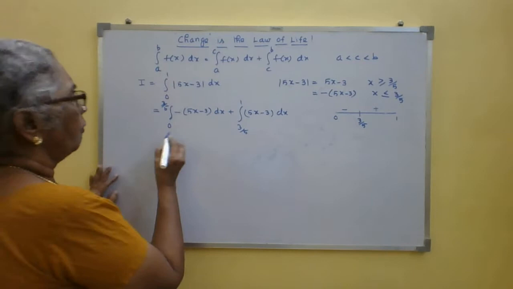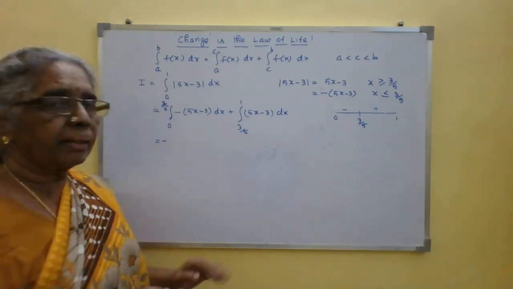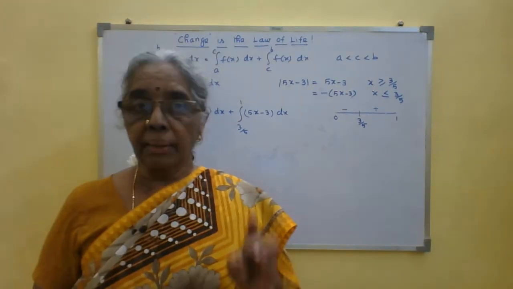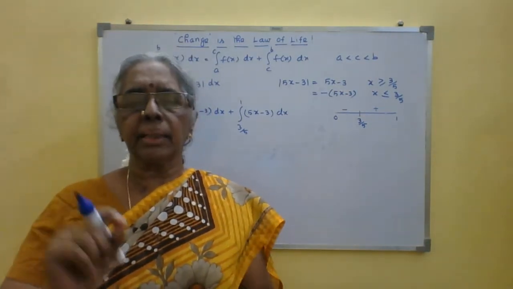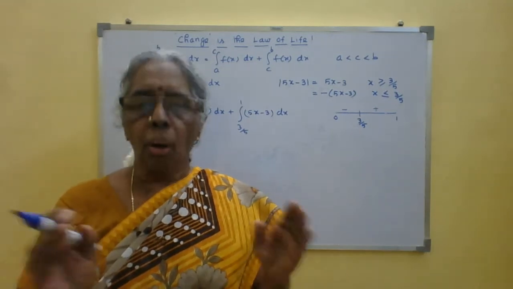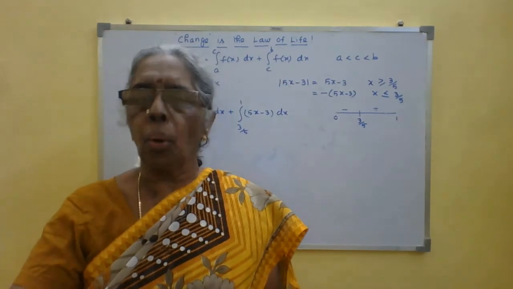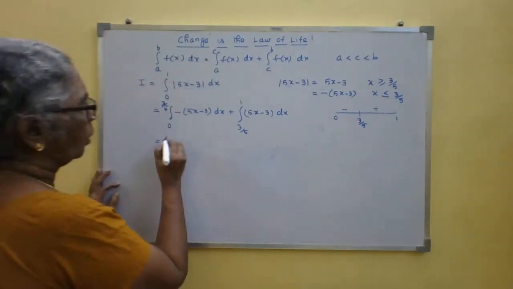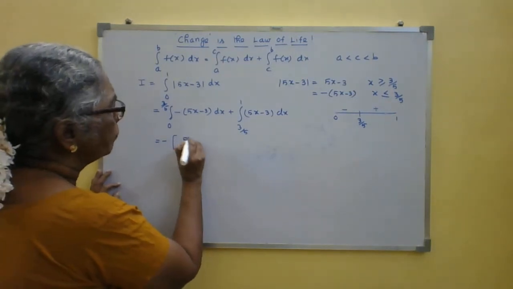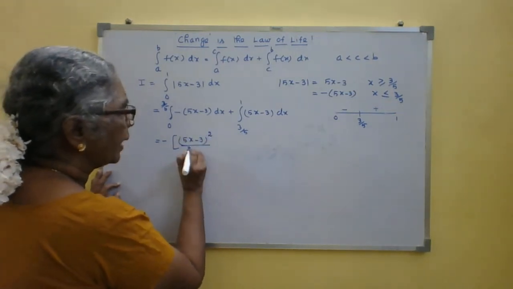So now first let me take the minus out here. I have to now integrate 5x minus 3. That can be done in two ways. You can either integrate them separately or you can take 5x minus 3 as a whole and then integrate. Now let me take it as a whole. What will I get now? 5x minus 3 the whole square by 2.